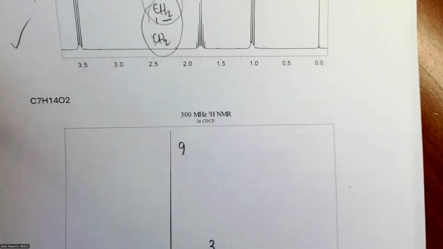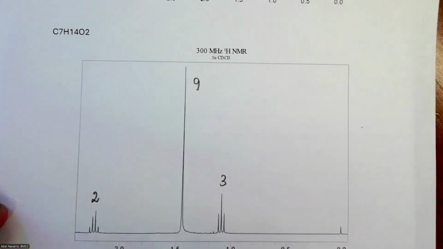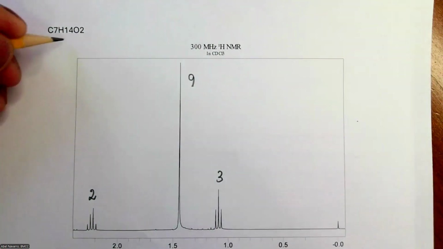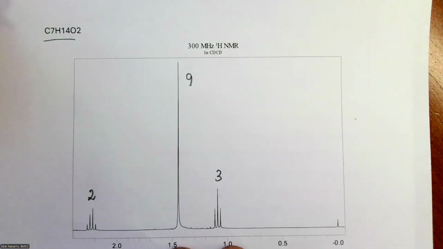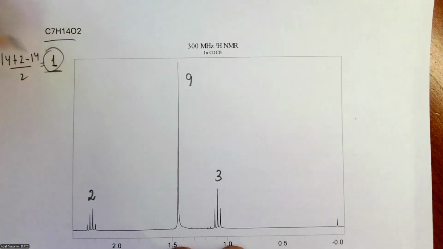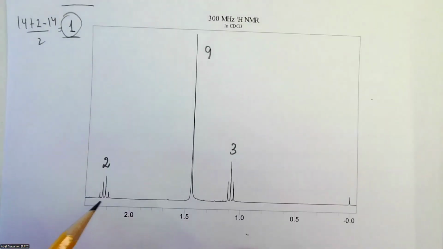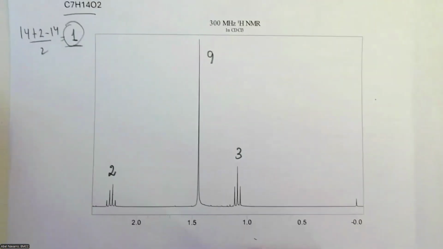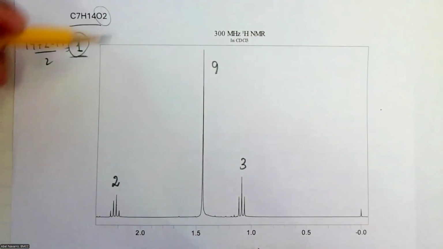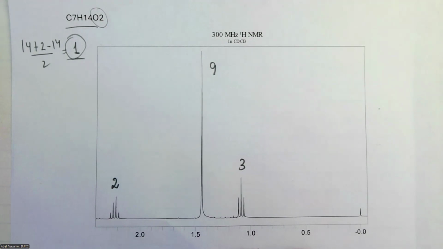We're doing as many problems as we can, right? C7H14O2. DUs, 2 times 7, 14, plus 2, minus 14, divided by 2. 1 DU. Okay, so definitely I have no benzene ring, right? And then I can corroborate that because I don't have 7 ppm. I have COO. Okay, so I have to be careful with the COO.